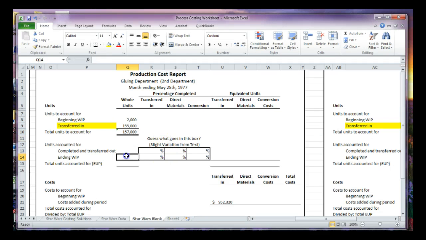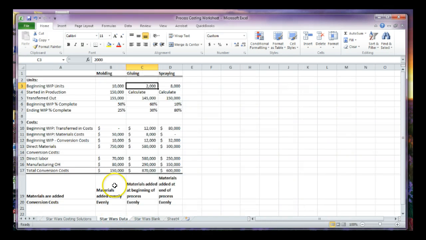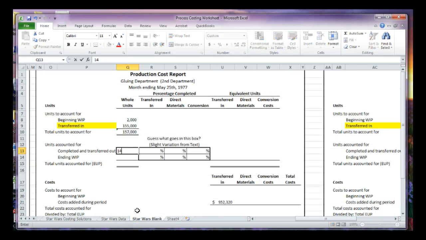we have 157,000 units to worry about, of which how many were transferred out? Go back to your data. Transferred out, 145,000. So we have 157,000 units that were either transferred in or were here when we got here in the morning. We finished 145,000. We got 12,000 left. And if we did this right, yes, we've accounted for all our units.